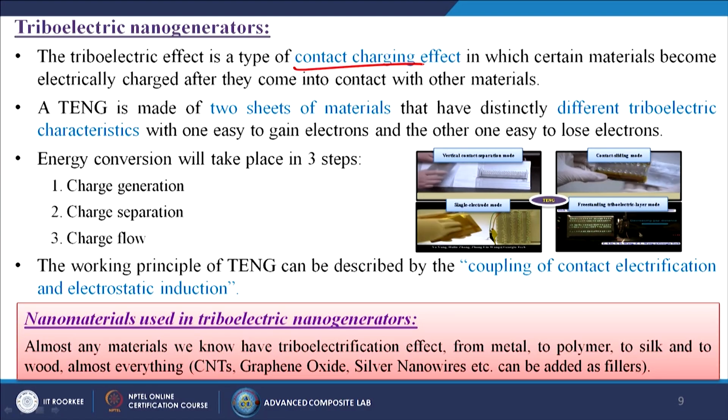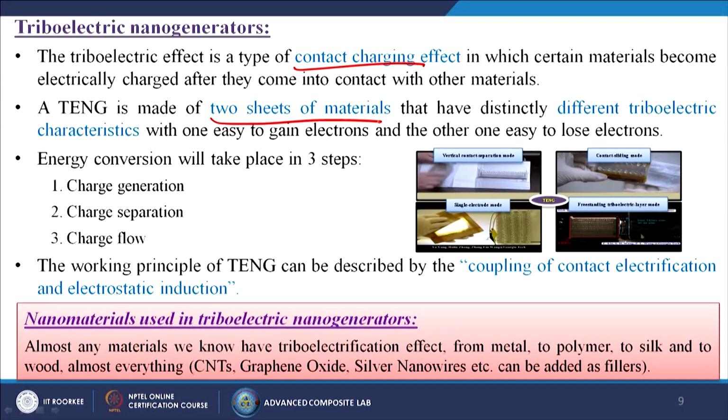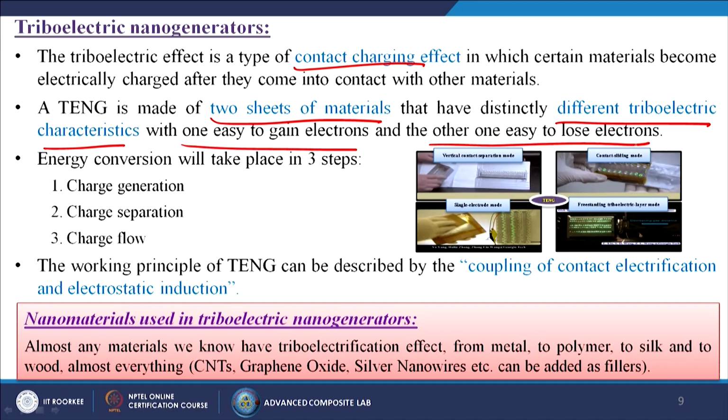The triboelectric effect is a type of contact charging effect in which certain materials become electrically charged after they come into contact with other materials. A TENG, the short form of triboelectric nanogenerator, is made of two sheets of materials that have distinctly different triboelectric characteristics, with one easy to gain electrons and the other easy to lose electrons. That means one is highly positive, another is highly negative. Energy conversion takes place in three steps: first charge generation, then charge separation, and the charge flow.